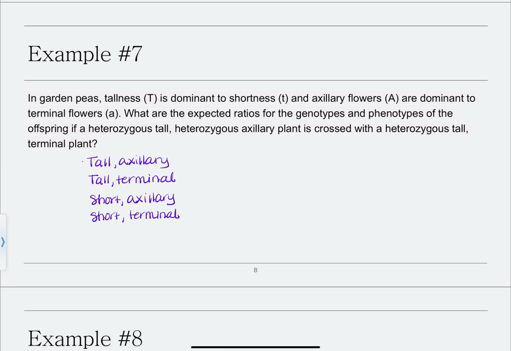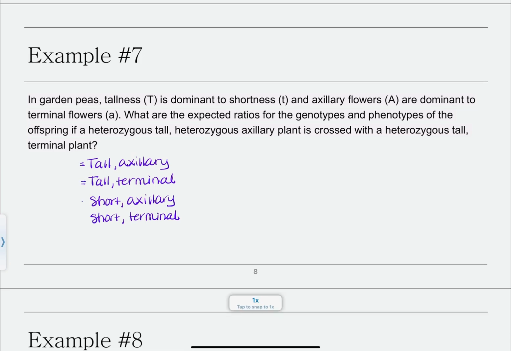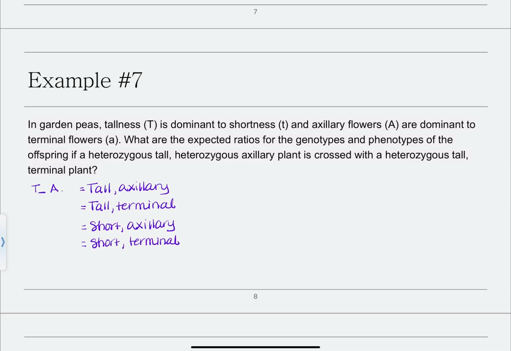So now we can write the genotypes out over here. Because tall is dominant to short, we know any tall plant is going to have at least one dominant allele. It doesn't matter what the second allele is in order to be tall, so I'm going to use an underscore like that. Axillary flowers are also dominant to terminal flowers, so we have the same thing going on here. One dominant allele. It doesn't matter if the second allele is dominant or recessive, it will still be axillary, so we do an underscore there.